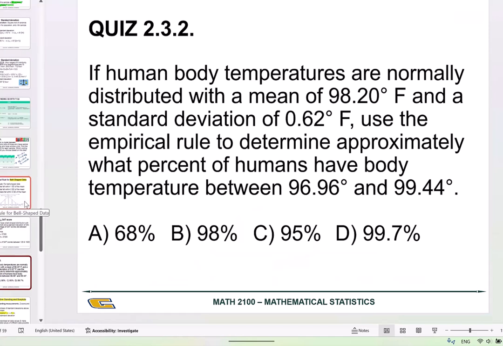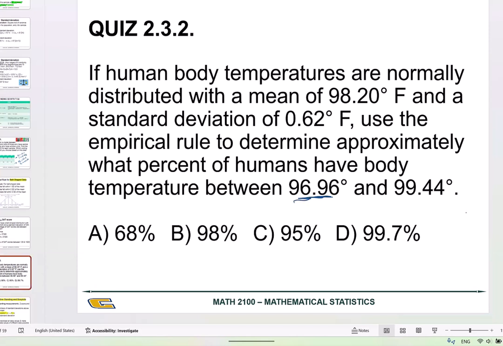So here, let's look at this quiz, okay? We assume that human body temperature is normally distributed with a mean of 98.2 and a standard deviation of 0.62, okay? So the task here is to use the empirical rule to determine approximately what percent of humans have a body temperature between 96.96 and 99.44. So again, we need to use the empirical rule. Our job is to see how many standard deviations this value is below the mean, and how many standard deviations this value is above the mean. If we can find that out, we can see how many percent. So think about it a little bit and we can do it together.